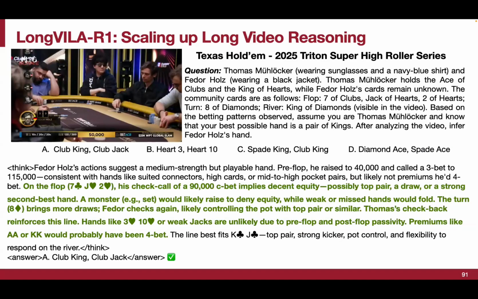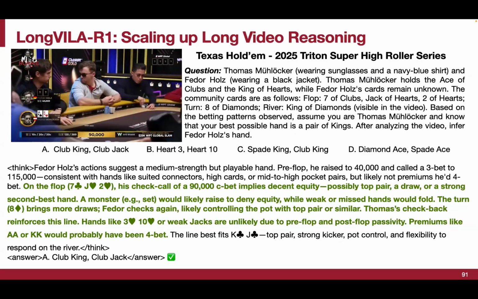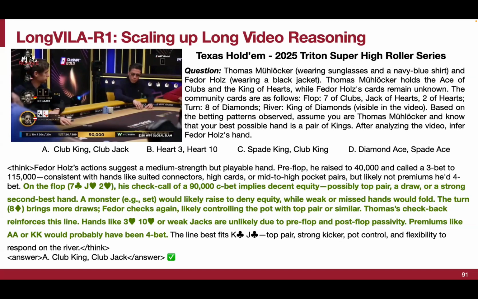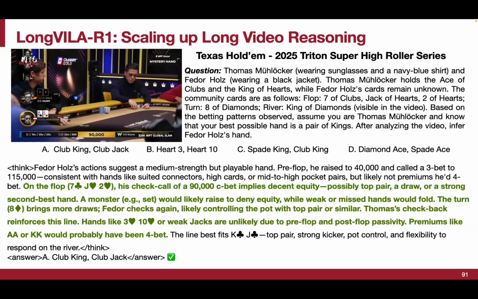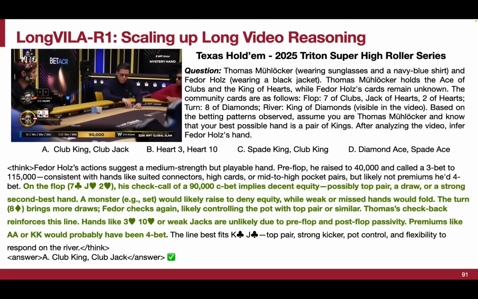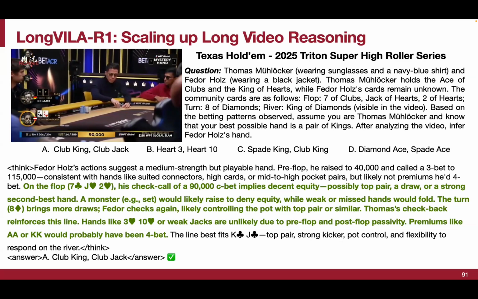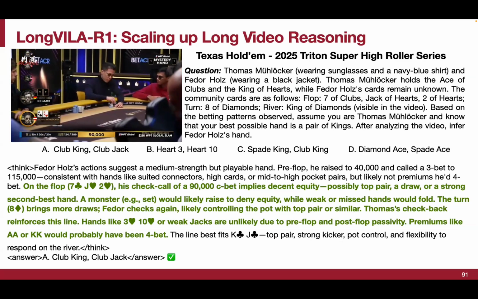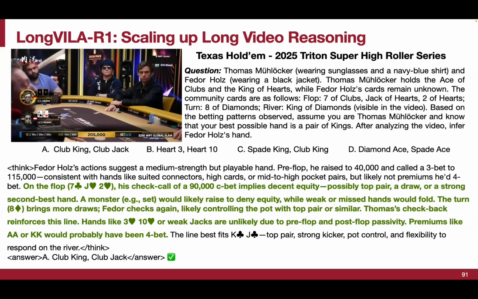This is another example for playing Texas Hold'em. Since the topic is AI agent, we wish in the future people can leverage this to build an AI agent and go to Las Vegas. That'll be fun. So the question is, this guy wearing sunglasses and maybe blue shirt, and this guy wearing a black jacket, playing Texas Hold'em, and this guy holds the ace of clubs and the king of hearts. Well, this guy, cards remain unknown.